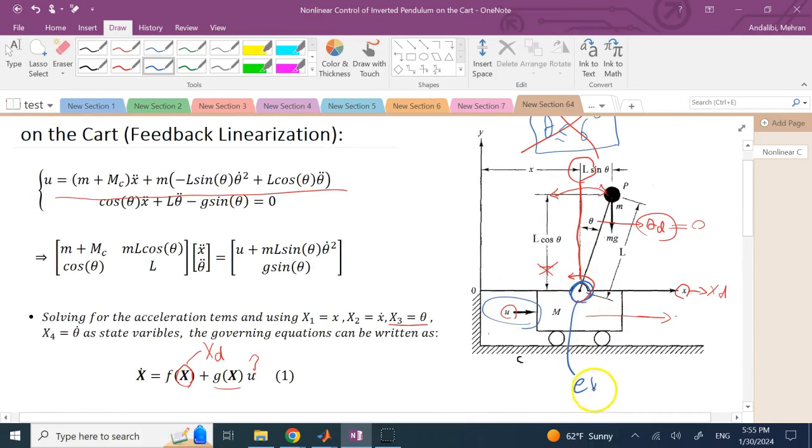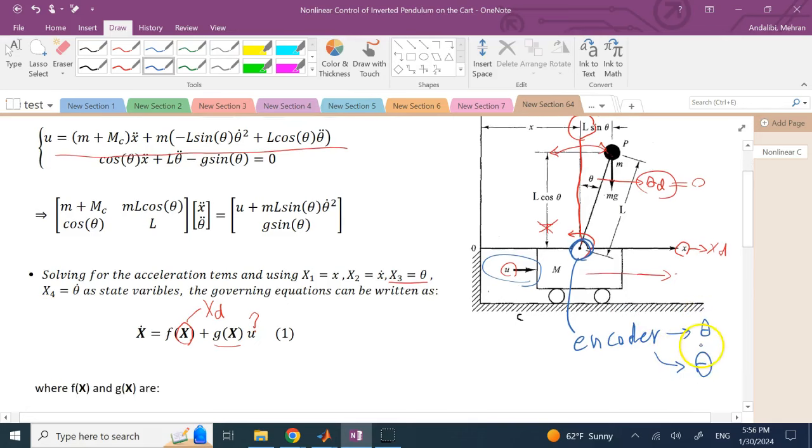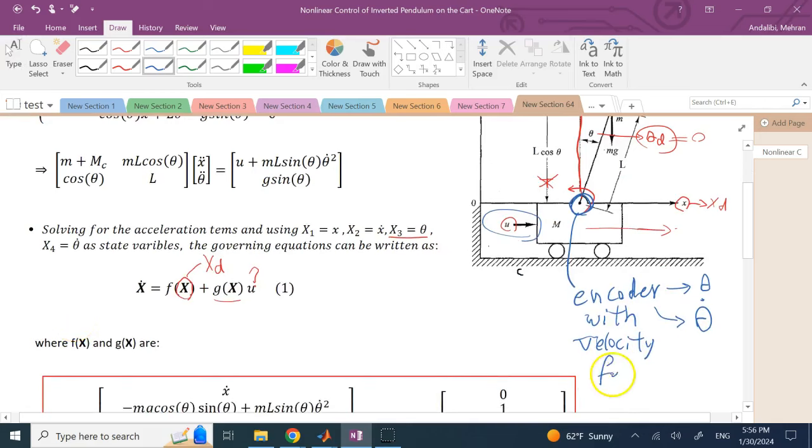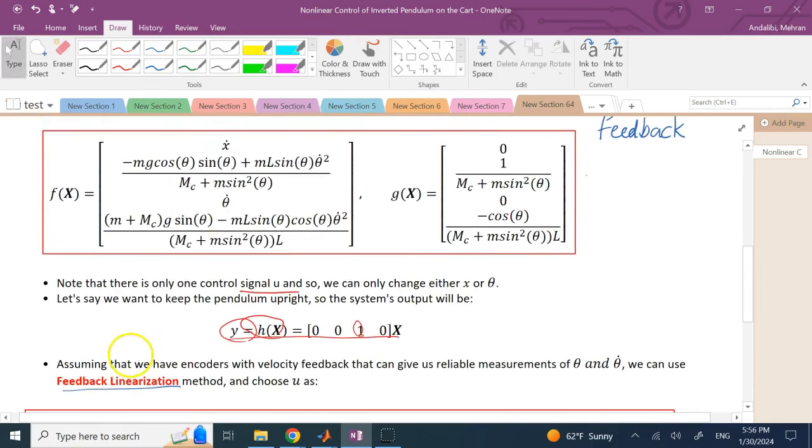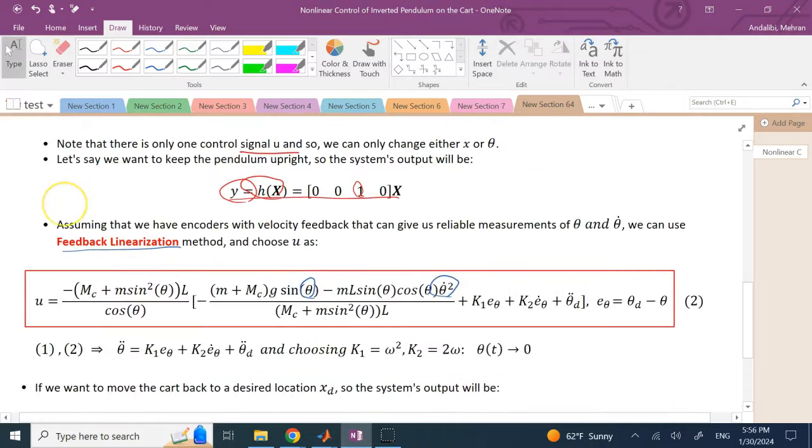If you have a sensor, an encoder that gives you the angle theta, and if it has velocity feedback, so it also gives you theta dot, then you can have reliable estimates of these two parameters. And because you have them, if they are a little bit noisy, you can filter them. If you have good estimates of theta and theta dot, you can form those nonlinear terms that you can see in f and in g. You can form these terms and you can cancel them.